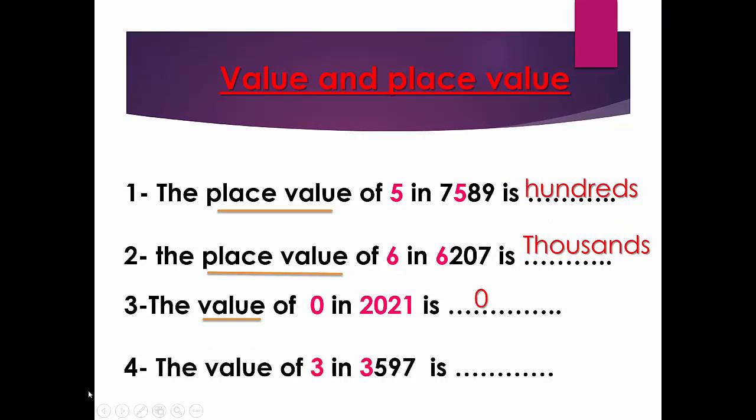Number 4, the value of 3 in 3,597. What is the value, teacher? Value means number and how many zeros besides the number. Number 3 here, teacher, is in thousands. So I will keep the number as it is and write 3 zeros. So the value is 3,000.